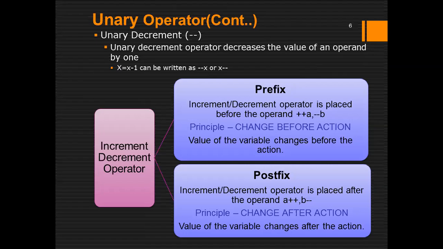Now you might have noticed that at some places we are writing the operator in front of the variable, and at some places we are writing it after the variable. These increment and decrement operators are of two types: prefix and postfix. In prefix, the increment or decrement operator is placed before the operand. For example, plus plus a, minus minus b. This works on the principle change before action, or we can say that the value of a variable changes before doing any action on that.